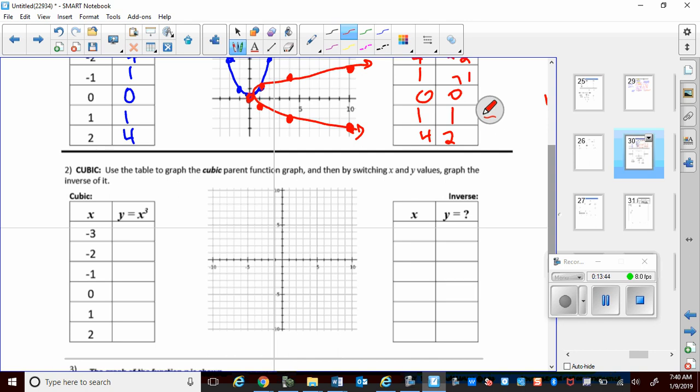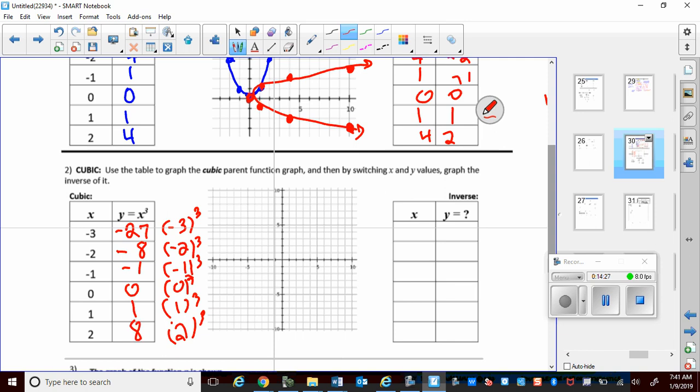The cubic works similarly. So this time we're just going to cube the numbers. So negative 3 cubed. We don't have to use our graphing calculator to produce these numbers. And that produces negative 27. Negative 2 cubed. It's negative 2 times negative 2 times negative 2 produces negative 8. Negative 1 cubed produces a y value of negative 1. 0 cubed produces 0. 1 cubed produces 1. And 2 cubed produces 8.